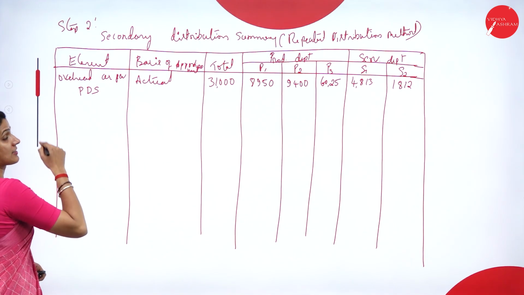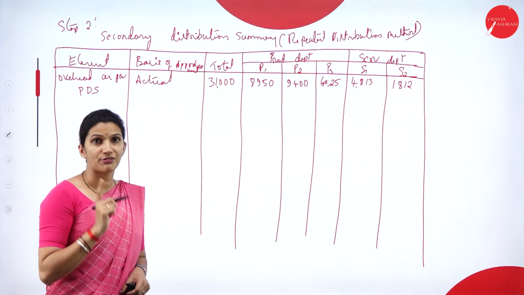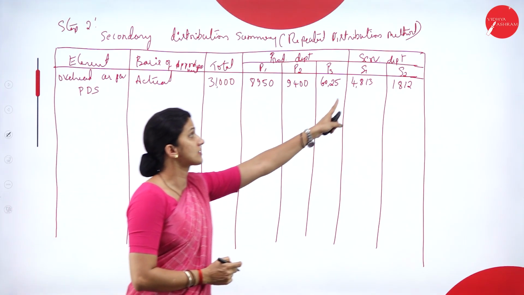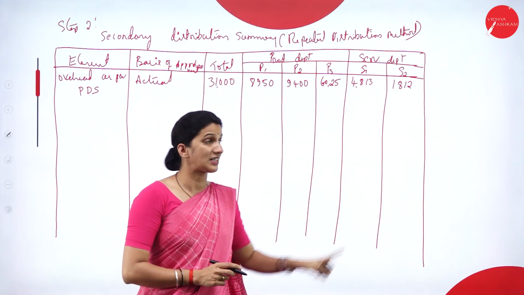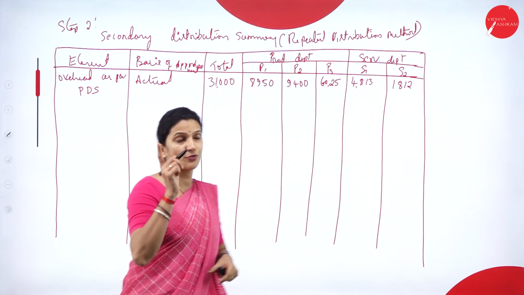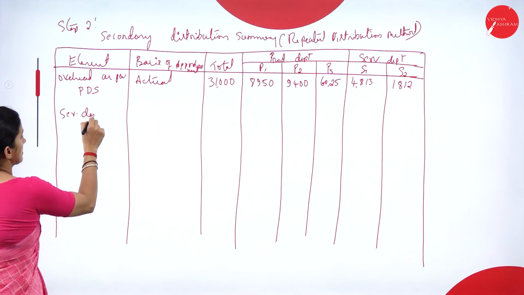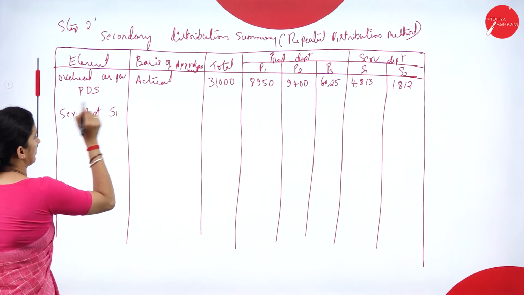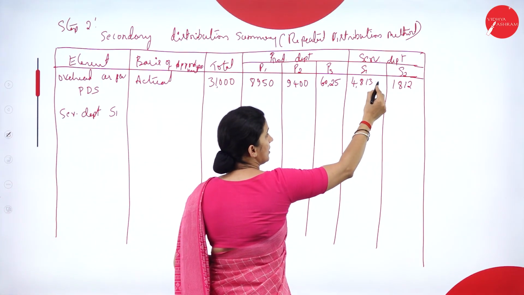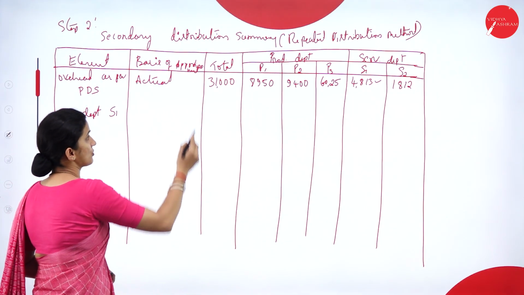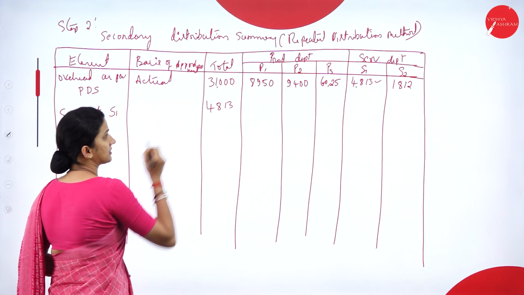Then we'll start allocation. In the secondary distribution summary, we are reallocating the service department overheads to all the other departments, including S2. First, your service department S1. What is the service department S1 amount? Here we have 4,813, which we will write in the total column, 4,813.